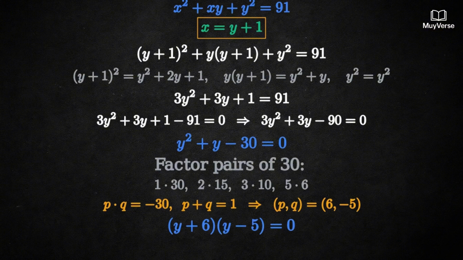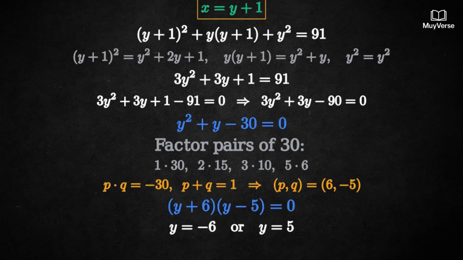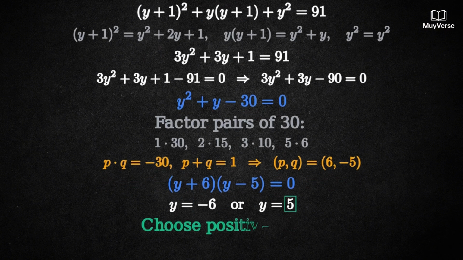Therefore, y squared plus y minus 30 factors as (y plus 6) times (y minus 5) equals 0. Set each factor equal to 0. We get y equals negative 6 or y equals 5. Since we want positive integers, we take y equals 5.